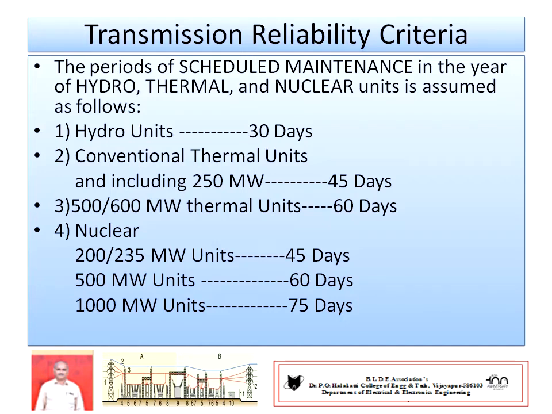The periods of scheduled maintenance in 1 year for hydro, thermal and nuclear units are as shown below. Number 1, hydro units, 30 days in 1 year is the maintenance period. Number 2, conventional thermal units up to 250 megawatt, 45 days in 1 year, and 500 to 600 megawatt thermal units, it is increased to 60 days per year. Similarly, for nuclear power plants of capacity 200 to 235 megawatt, it may be 45 days. 500 megawatt, 60 days. For 1000 megawatts it may be increased up to 75 days.